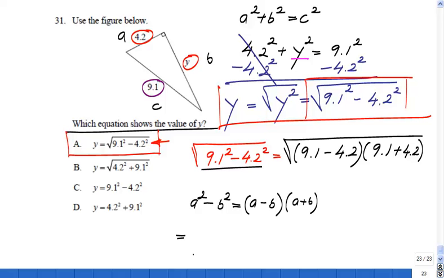which equals what? So I have the square root of 9.1 minus 4.2, which would be 4.9, right? And I'm going to use parentheses so as not to mistake the decimal point for a multiplication sign. 9.1 plus 4.2: 2 plus 1 is 3, 4 plus 9 is 13, so 13.3. And now you can multiply that and find the square root.